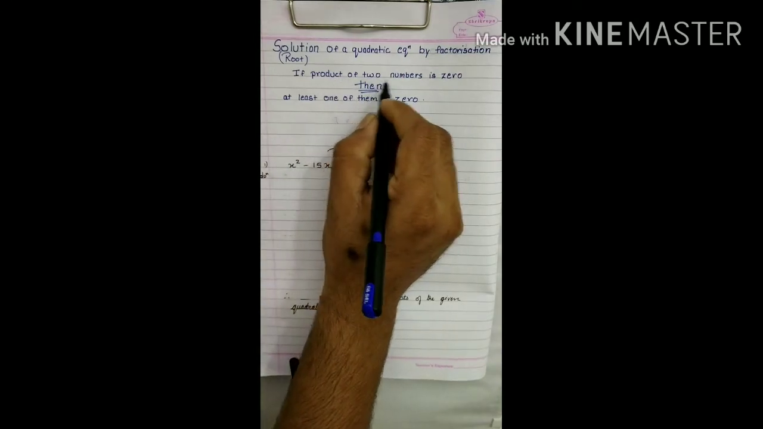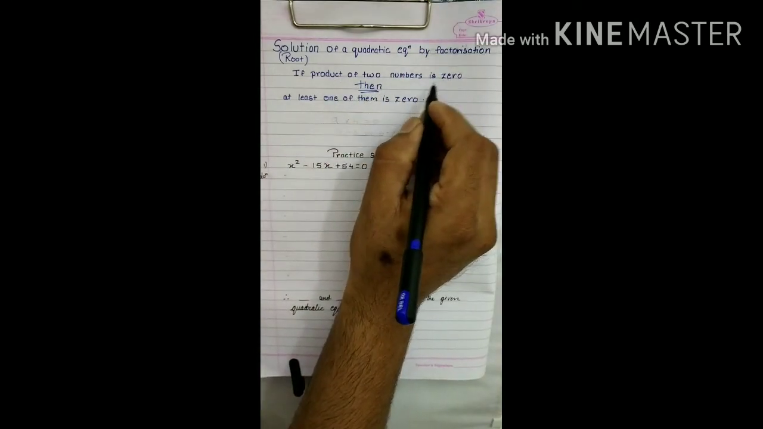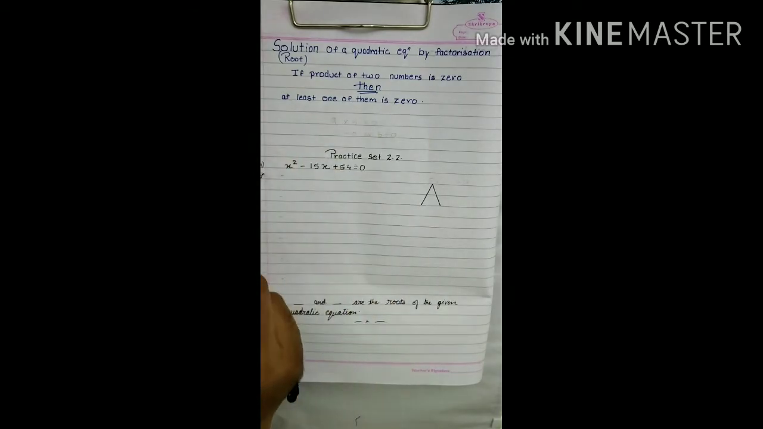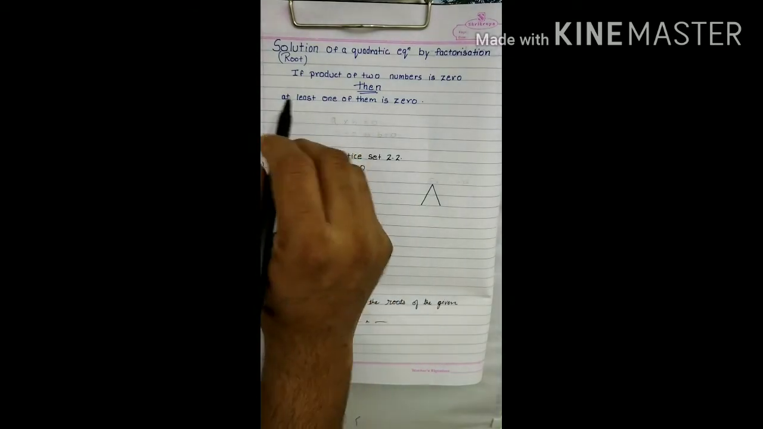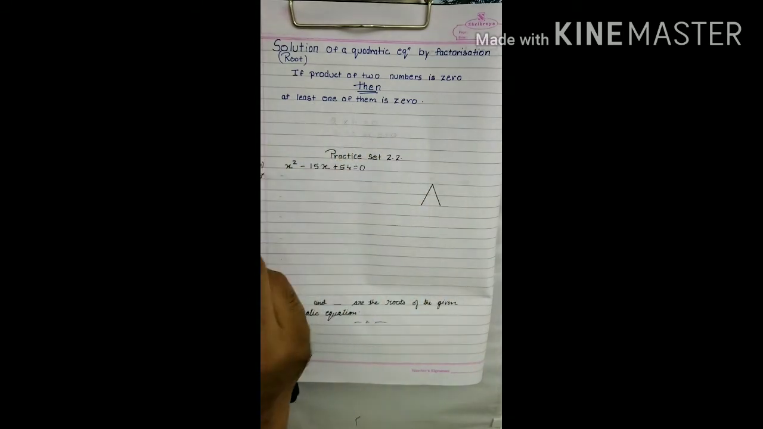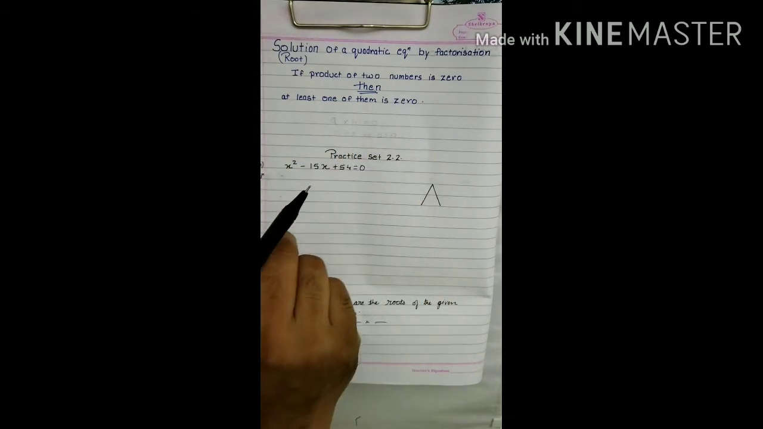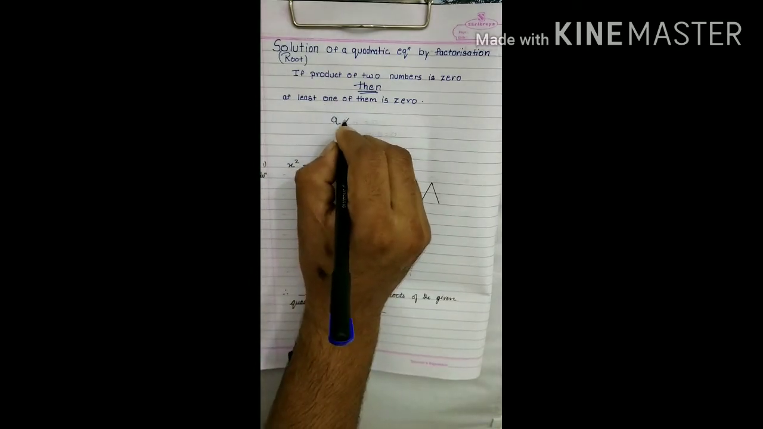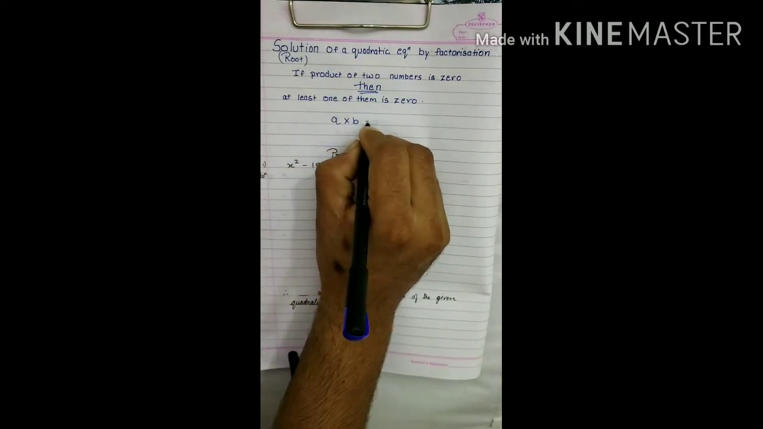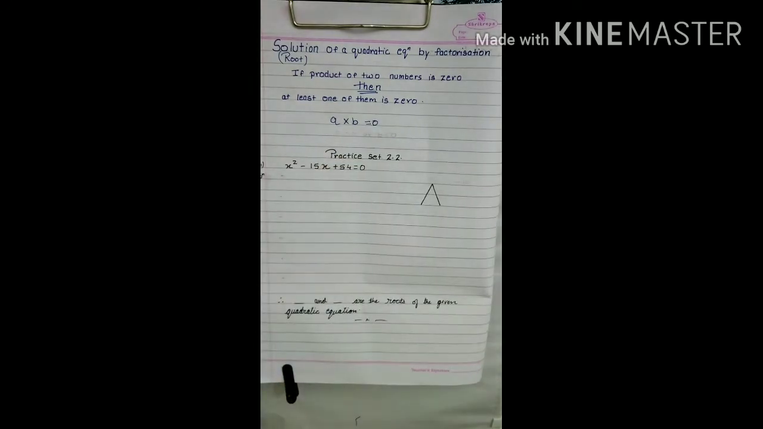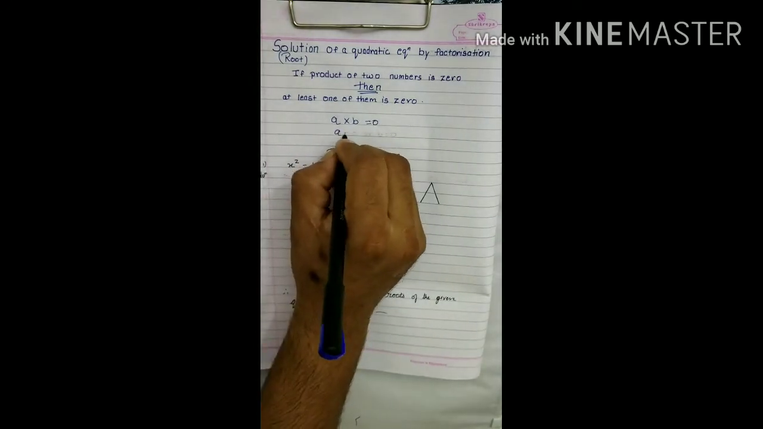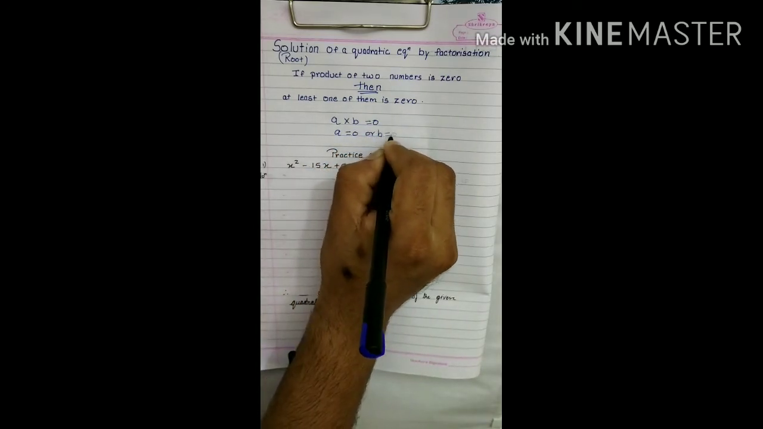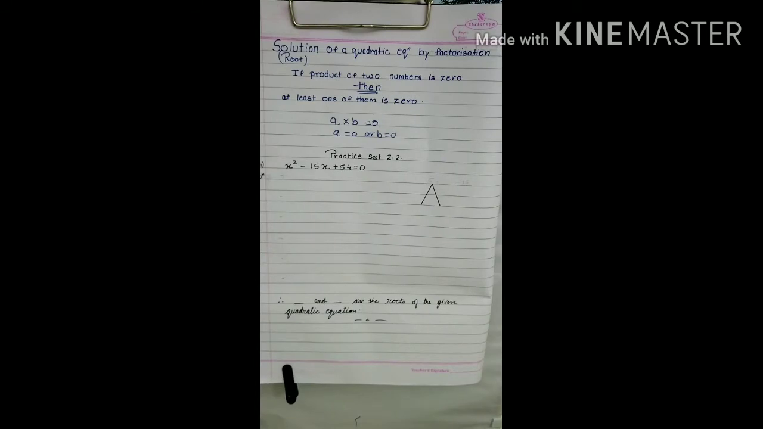If the product of two numbers is 0, meaning if we are multiplying two numbers and the answer is 0, then we can conclude that at least one of them is 0. Either at least one of them is 0 or both are 0. For example, if the multiplication of A and B is 0, that means either A is 0 or B is 0. We'll be using this concept.